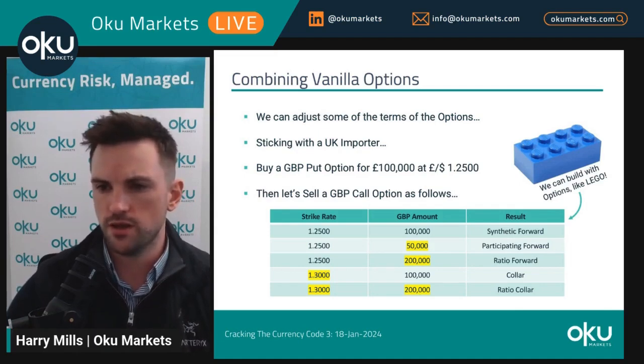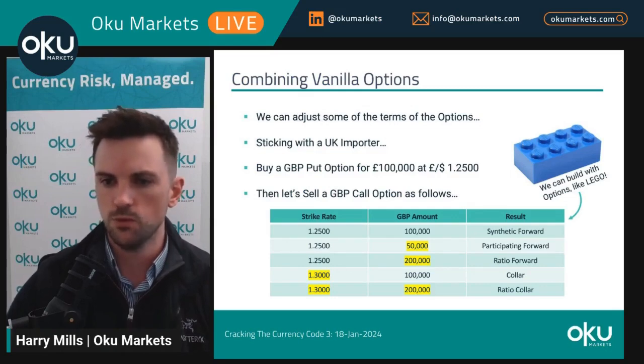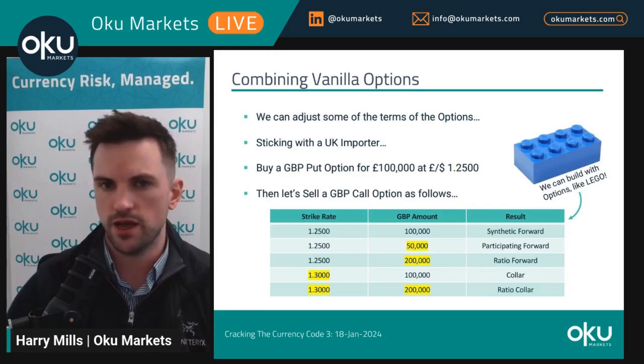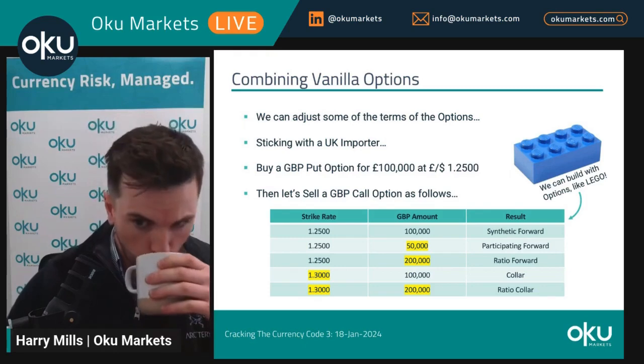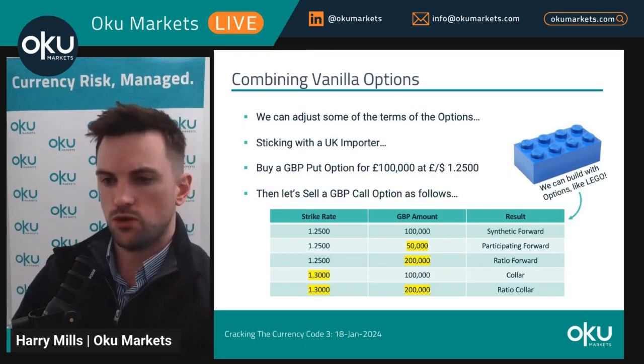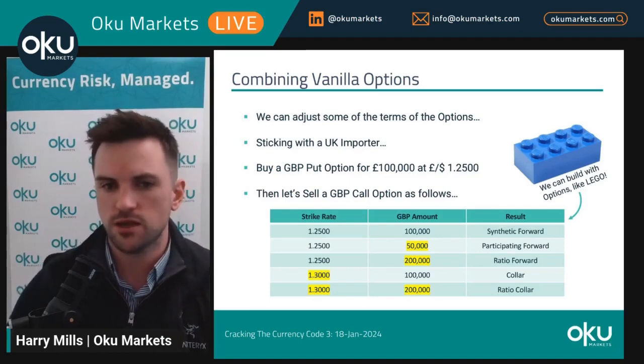But what if I make the £100,000 £50,000 for the call option I'm selling? Well, this makes a participating forward. What does that mean? Well, if the market is below 125, then I've still got my protection that I bought via the put option at 125. But if the market's above 125, no longer like a forward contract am I obligated on £100,000 at 125. I'm only obligated on £50,000 at 125. So that means that I'm 100%, 100,000 protected to the downside, and only 50%, 50,000 obligated to the upside.